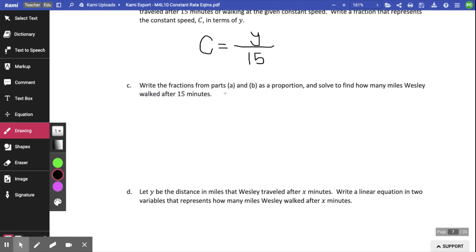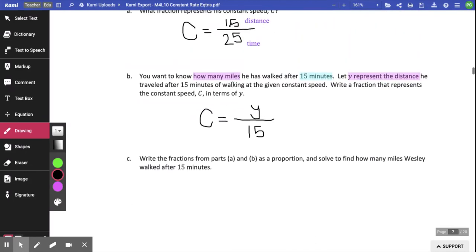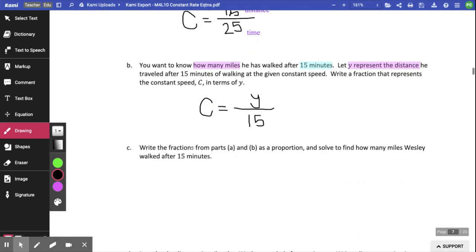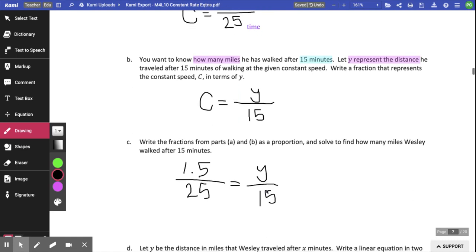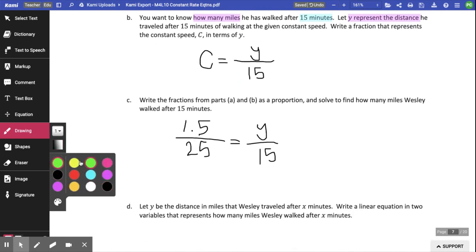So the answer from part A was his original constant rate, that Wesley walks 1.5 miles in 25 minutes, okay, distance over time. And what we want to do is say that that's proportionally equal to, you did that in 7th grade, a certain amount of miles in 15 minutes. Because remember, if it's a constant rate, if we know how long it takes him to get to school normally, we can calculate how much he's been walking in a certain amount of time. So what we're going to do is cross multiply.